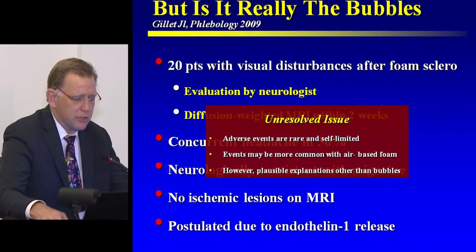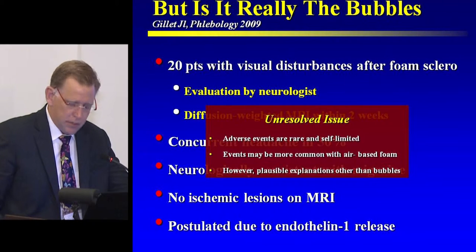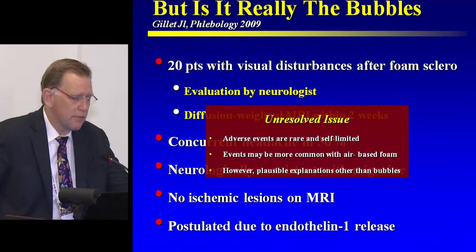And this was postulated to be due to the release of endothelin-1, which is well known to be associated with foam sclerosants. And I think this theory is gaining increased traction in the literature, that although you can see bubbles in all of these patients, they aren't necessarily the cause of the underlying visual disturbances. So I think this is an unresolved issue.